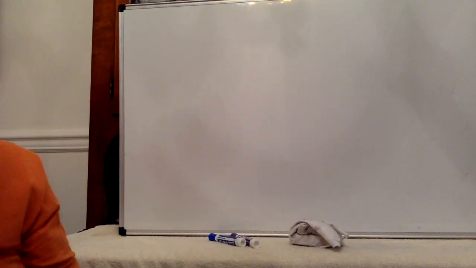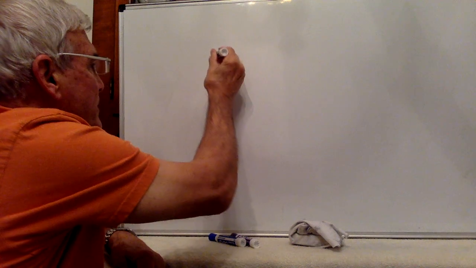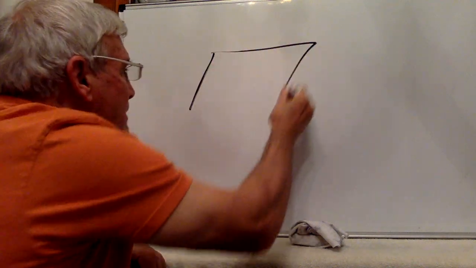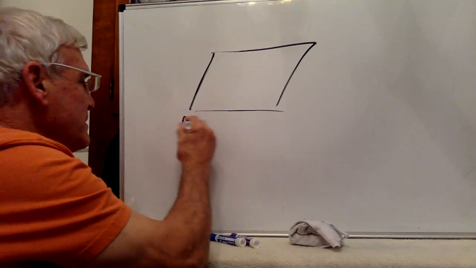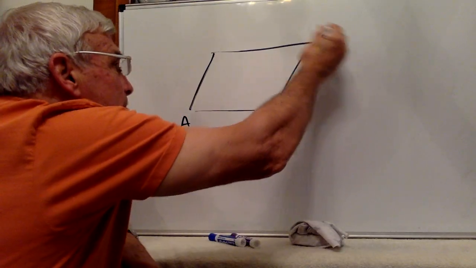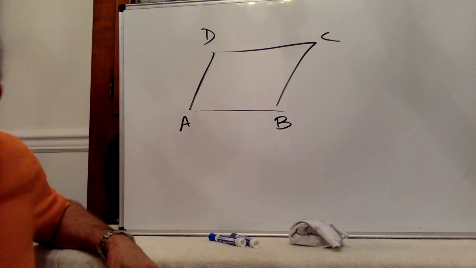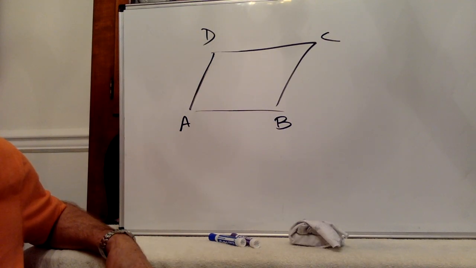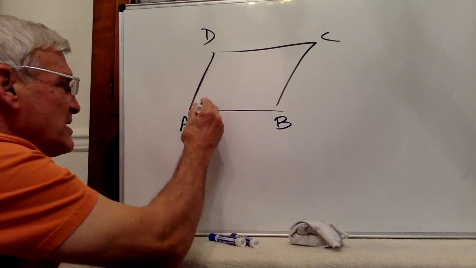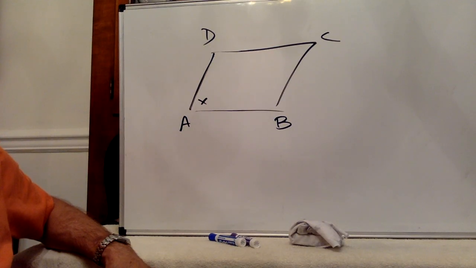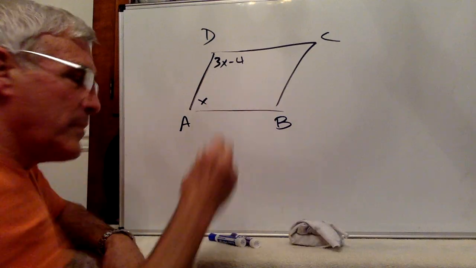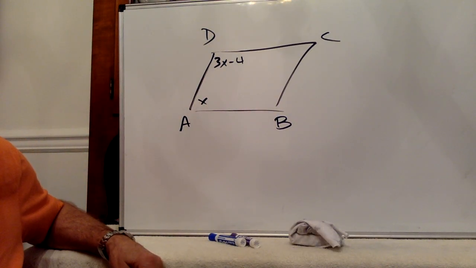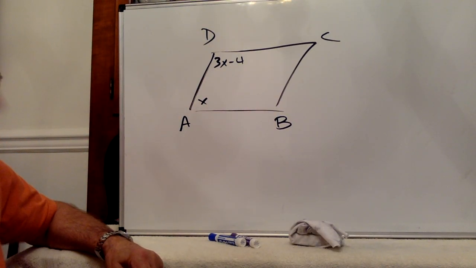Number 6. Again, you're given a parallelogram. So you're told this figure is a parallelogram, ABCD, so all the properties of parallelograms hold. They said the measure of angle A is x, and the measure of angle D is 3x minus 4. And they said find the measure of angles D and C.